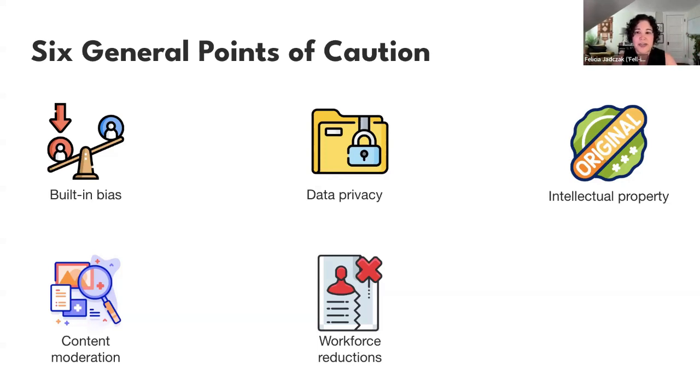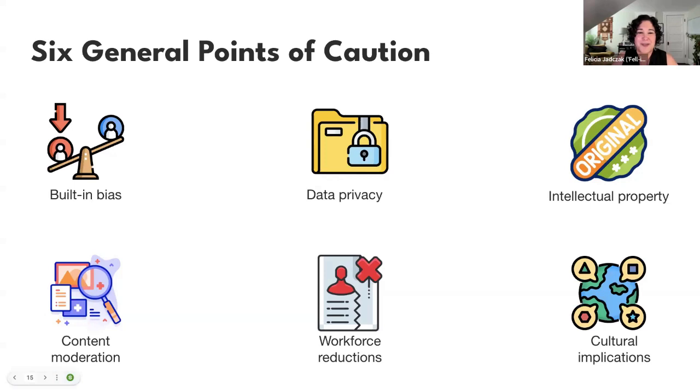Microsoft has also accused Chinese operatives of using AI to generate and improve images meant to mimic US voters. So there are a lot of issues around culture as well. So, six general points of caution.